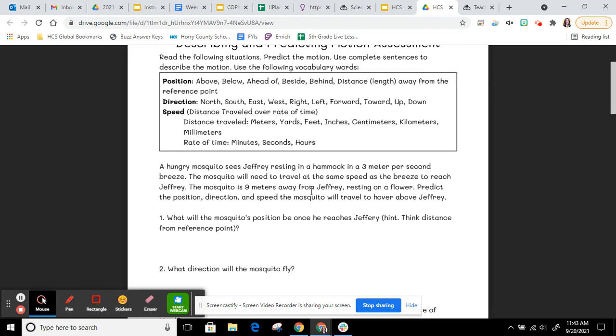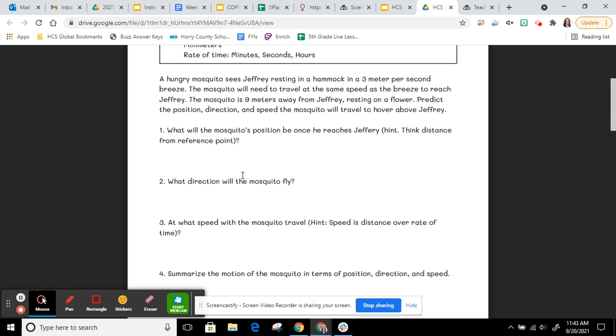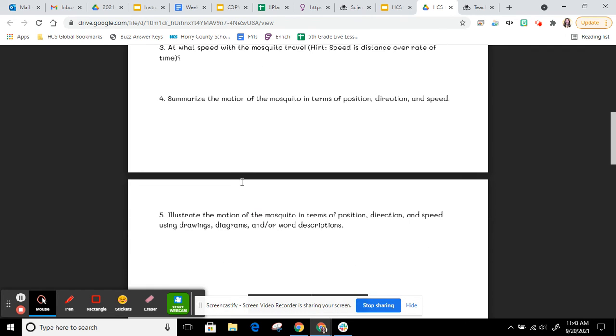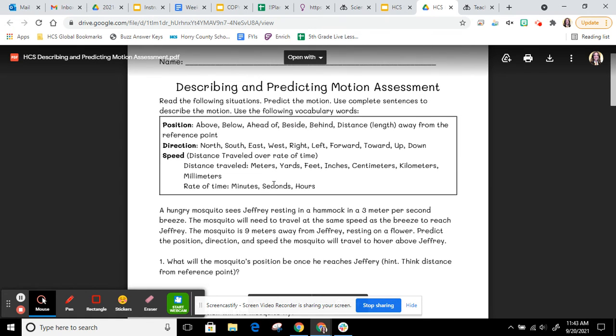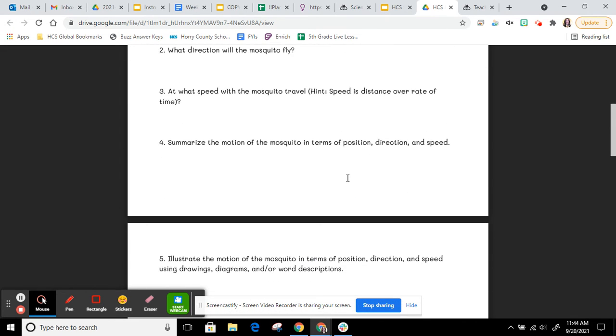So make sure you use these words when you're answering the questions below. Then you've got different situations. A hungry mosquito sees Jeffrey resting in a hammock in a 3-meter-per-second breeze. The mosquito will need to travel at the same speed as the breeze to reach Jeffrey. The mosquito is 9 meters away from Jeffrey, resting on a flower. Predict the position, direction, and speed the mosquito will travel to hover over Jeffrey. And then there's some questions about that situation. 5 questions exactly. So make sure that you use these words as you're answering those 5 questions.